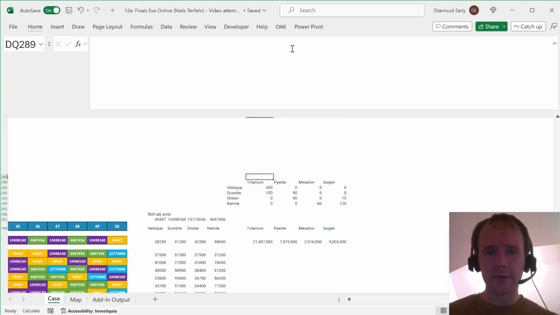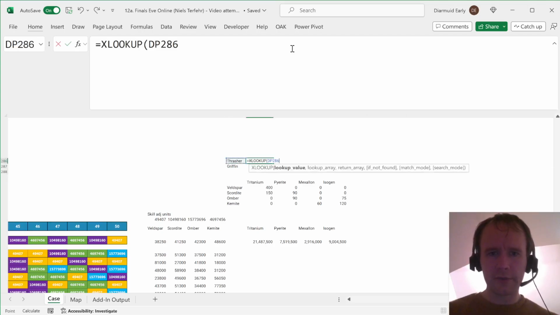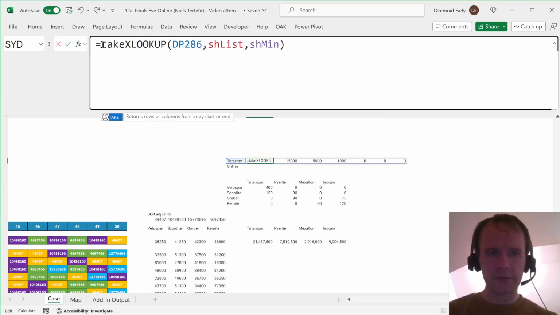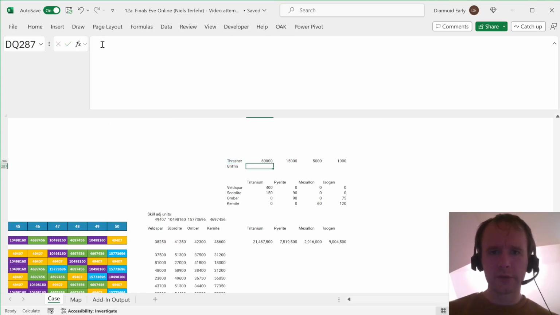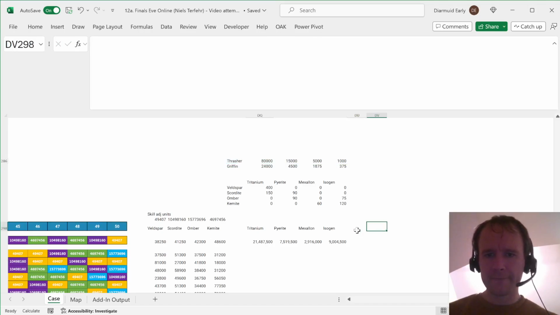And then I'm interested in how many units do I need to make a thrasher, and how many units do I need to make a griffin. So we're going to XLOOKUP this in SHList, returning from SHMin. And again, we'll just take the first 4 columns of that because that's all that's relevant. Okay, so then question is how many thrashers and how many griffins.